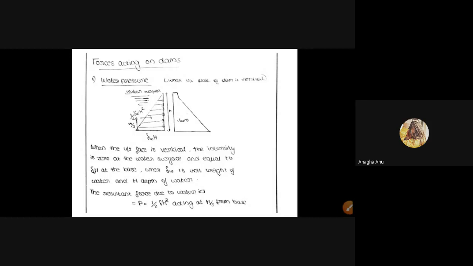Okay, what do you mean by dam? Anyone please, what do you mean by dam? Adhuna, what do you mean by dam? Why do we construct dam? Reply please. Don't you know why a dam is constructed?